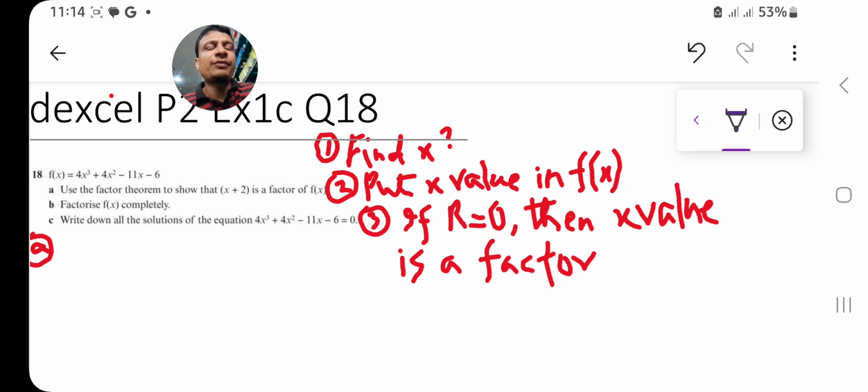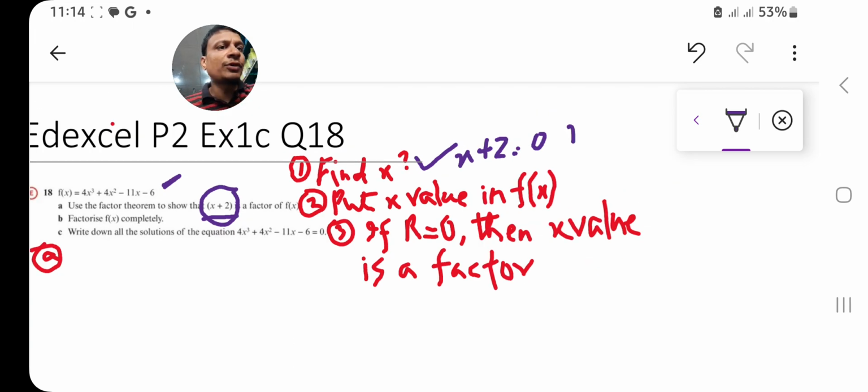Okay students, first of all, for the factor theorem we will follow these 3 steps. First, find the value of x. Here it is x plus 2, and you are asked whether it can be a factor of the given function f of x or not. So first find the value of x: x plus 2 equals 0, and therefore x equals minus 2. This is the first step for the factor theorem.